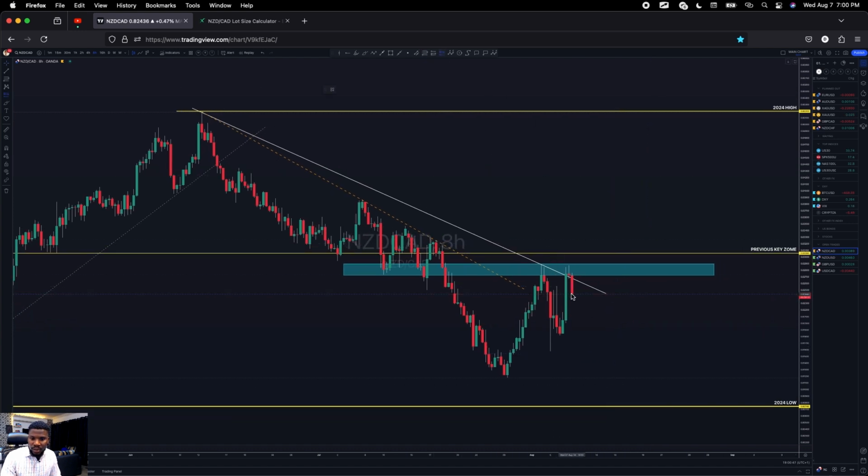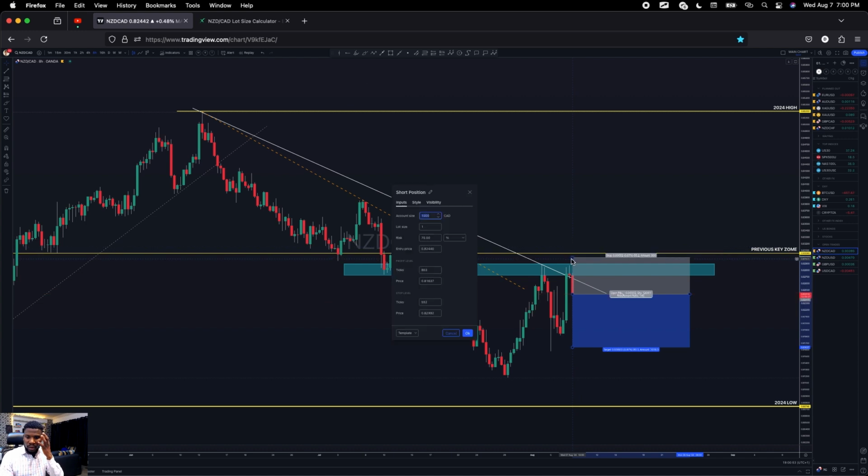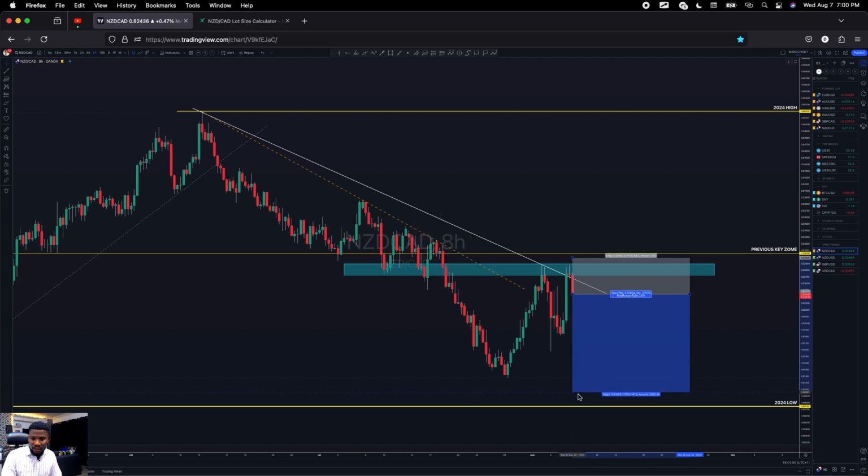I'll be taking a trade right here. My stop loss is going to be right here at the top. That's 55 pips of stop loss. What is the target? The target is going to be right below here at least. That's a 3% target. You're going to see the result anyways. Let's take it down a notch.